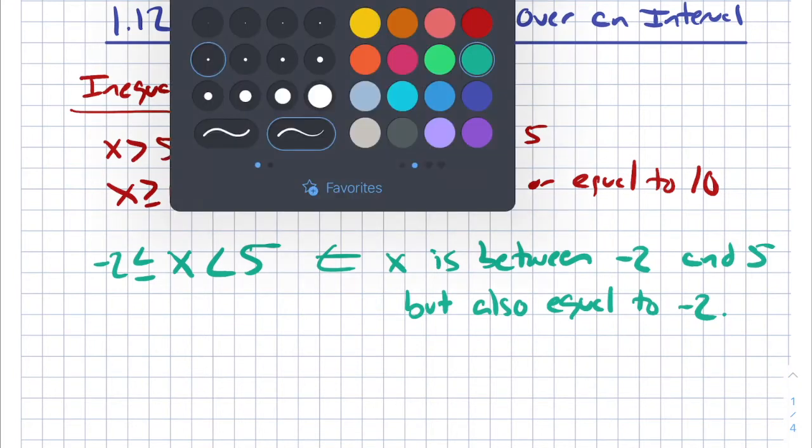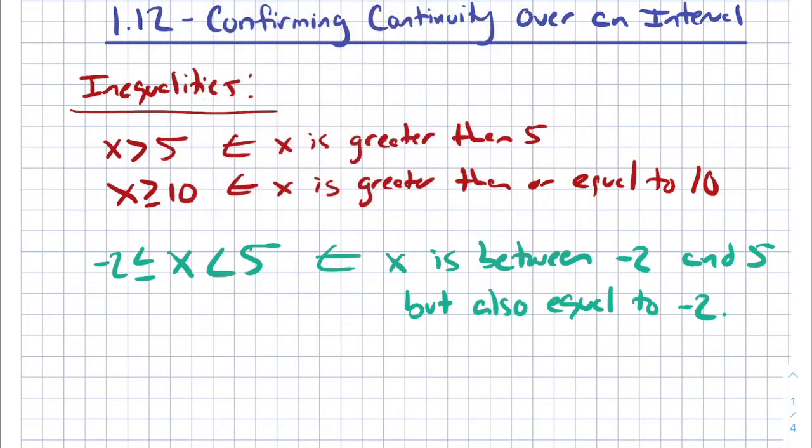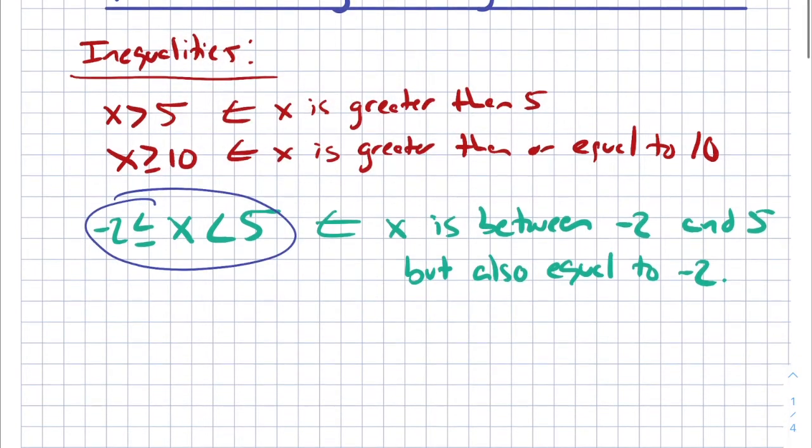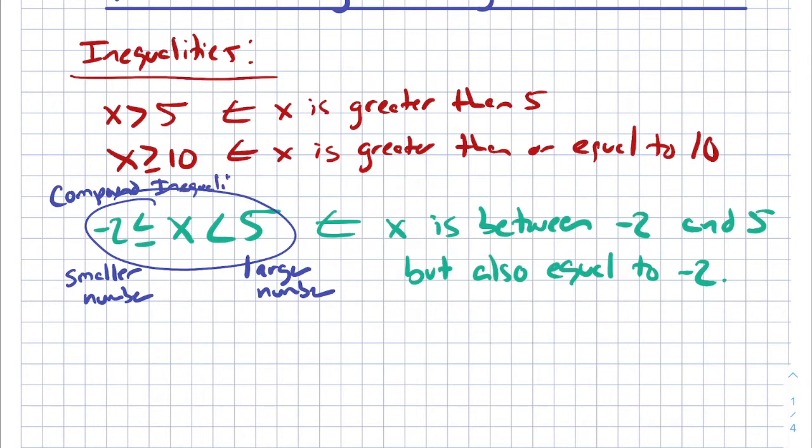Just a reminder, if you ever do use inequalities, especially compound inequalities, they're normally written with the smaller number on the left and the larger number on the right. So this is an example of a compound inequality. Otherwise, we just have regular x is greater than 5, x is less than whatever. Normally in those cases, if there's just one thing, you'll see the x always coming first, on the left side.